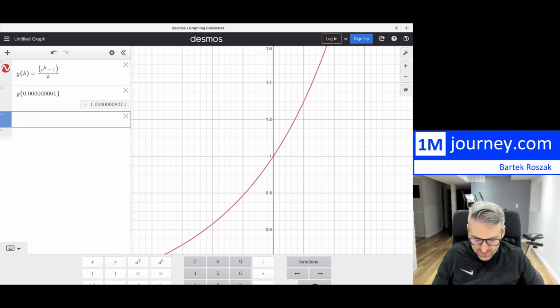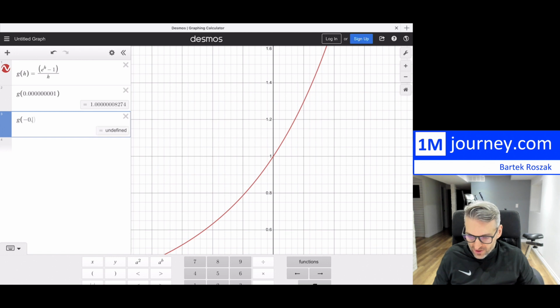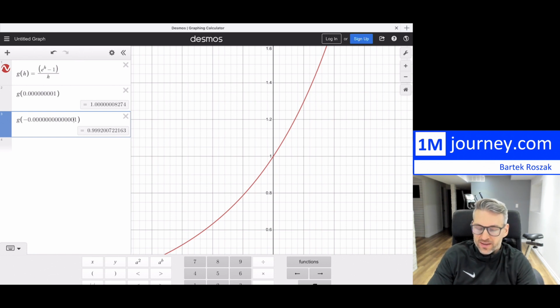Now you can also substitute it from the left-hand side. So that's going to be negative, right? So let's say negative 0.1 right there. And again, it can get closer and closer. So right here, you can see it gets closer and closer to 1. 0.999, etc. And then now it's actually swapping in between because Desmos is just calculating and then approximating it there. So that is the visual representation.